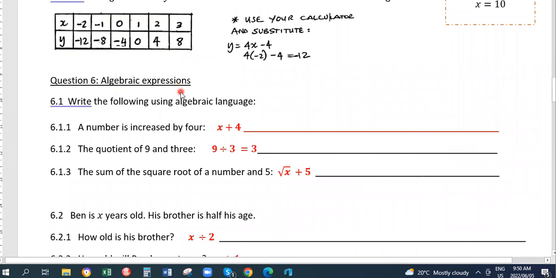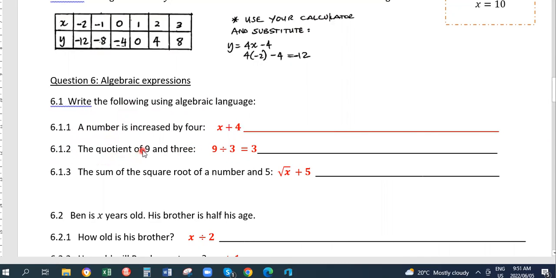Algebraic expressions. Now we're going to convert your algebraic language. You're going to convert from words to a mathematical expression or algebraic expression. So if we say a number is increased by 4, we don't know what the number is, so we let the number be x. X is increased by 4, so we have x plus 4. Increase means plus. Decrease will mean minus.